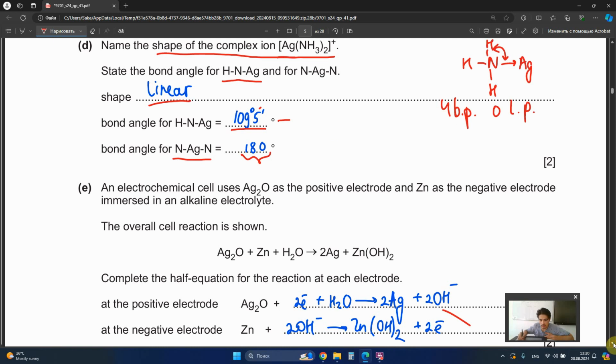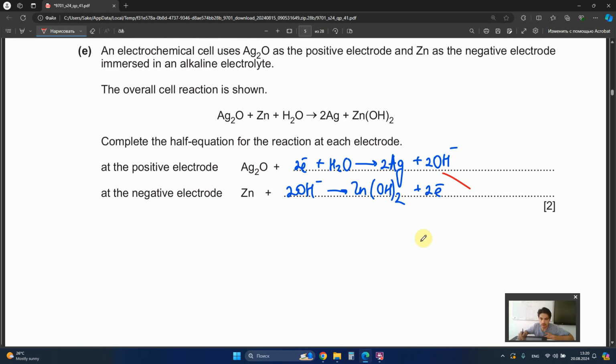Okay, the next part is related to redox reactions of transition elements, some of them. So what do we have? The overall reaction in the cell is given. During that reaction, electricity is produced. So electrons are lost and gained during a spontaneous reaction. So something gets reduced, something gets oxidized, and you have to show them all in these parts of the reactions of positive and negative electrodes.